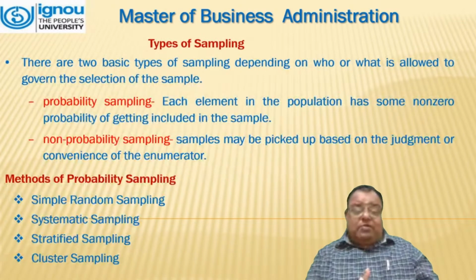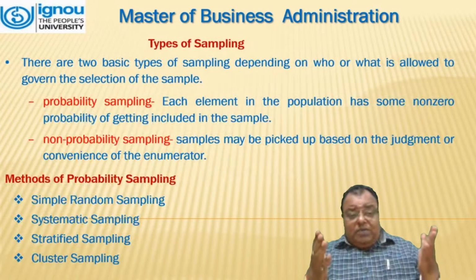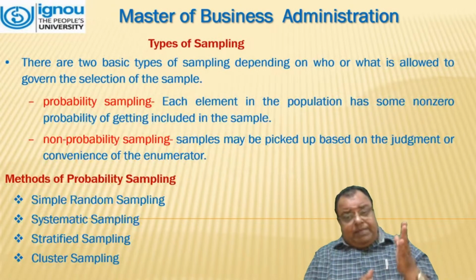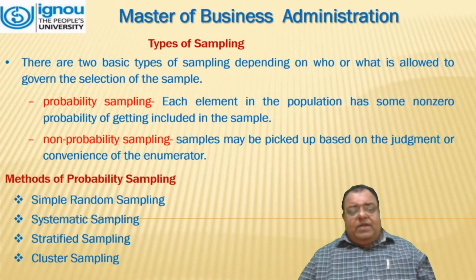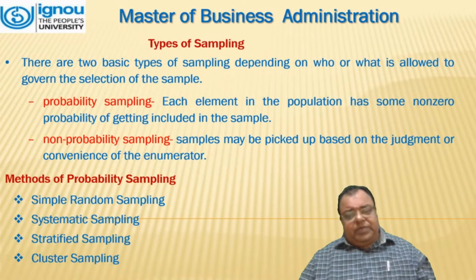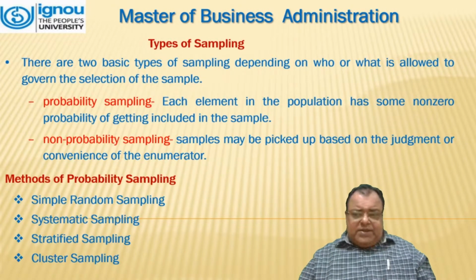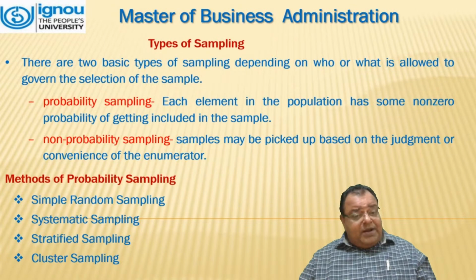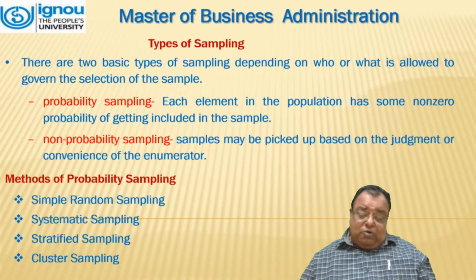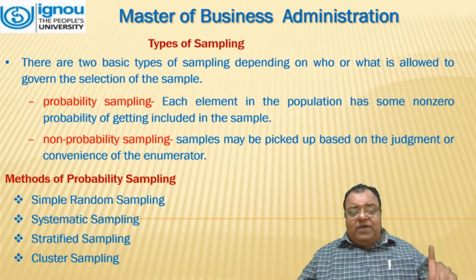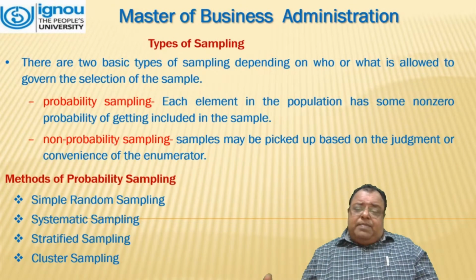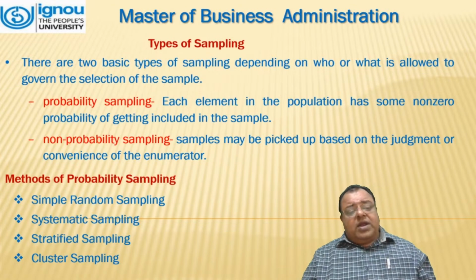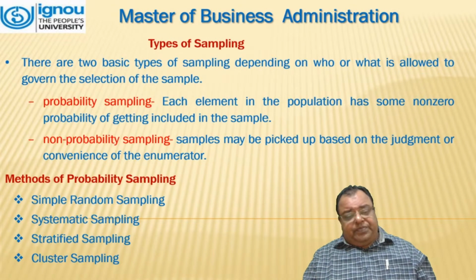What are the different types of sampling? There are two basic types of sampling, depending on who or what is allowed to control the selection of the sample. First one is probability sampling. Each element in the population has some non-zero probability of getting included in the sample. Second one is non-probability sampling. Here, samples may be picked up based on the judgment or convenience of the enumerator.